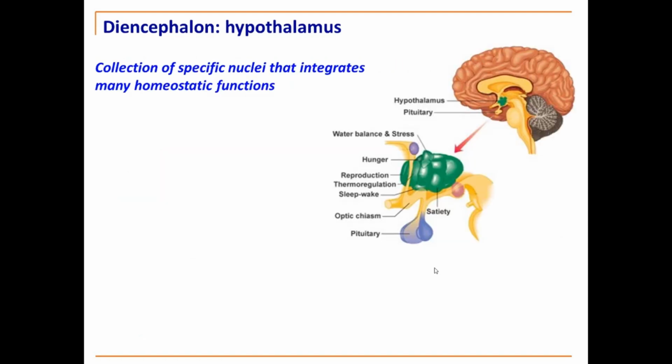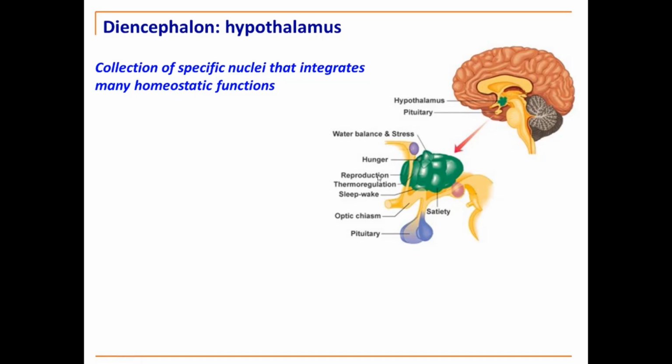So now the hypothalamus. Well, this is a collection of specific nuclei that are involved in integration of many homeostatic functions, whether that's your water balance and stress, because it synthesizes antidiuretic hormone, for example. It stimulates CRH, corticotrophin releasing hormone, which goes on to stimulate the release of cortisol from the adrenal cortex. So it's involved in your long-term stress. It's got hunger centers, reproduction centers. We've already talked about that with gonadotrophin releasing hormone.